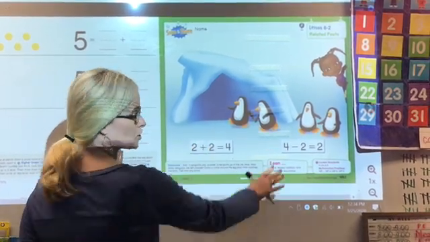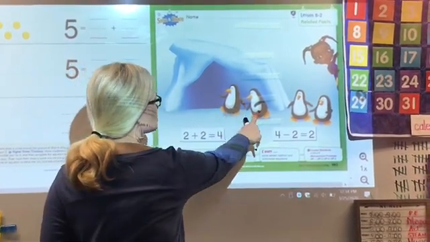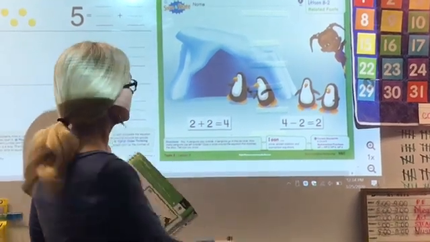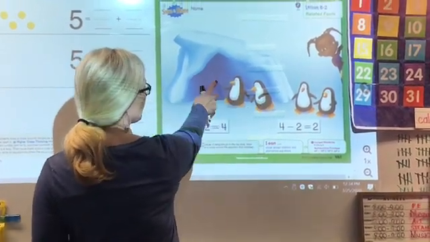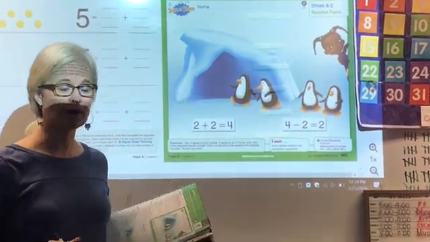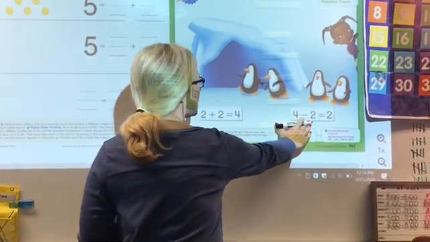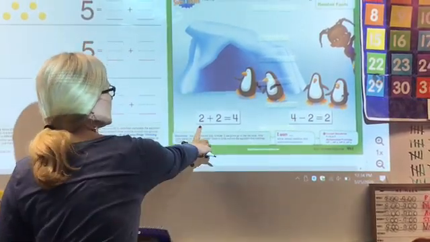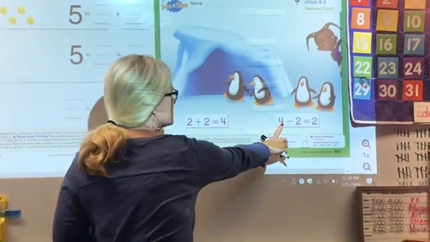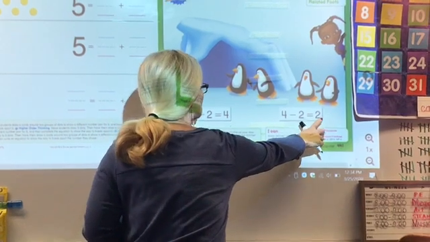Well, first let's make sure that we have everything correct. Are there 4 penguins? 1, 2, 3, 4. So yes, there are 4 penguins. Looks like these 2 are going inside and these 2 are outside. So we know that the story is correct. We're just double checking. So which one of these tells us the story? This says 2 plus 2 is equal to 4. And this says 4 minus, or take away 2, is equal to 2.